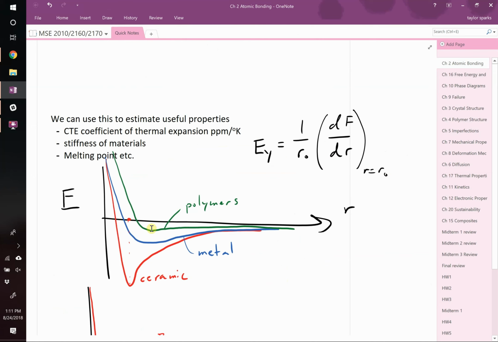Okay, any questions on this? How you get melting point, coefficient of thermal expansion? We're going to come back to both of those a little bit later in the semester on thermal properties.